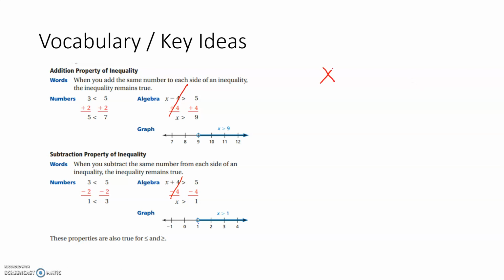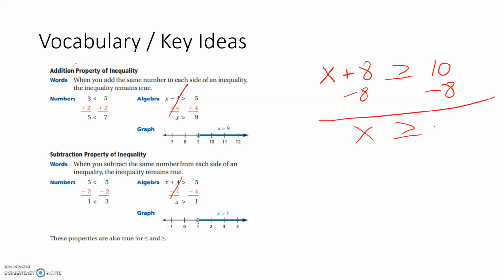For example, if I have x plus, I'm sorry, let's go and erase that. x plus 8 is greater than or less than 10, right? I'm going to use the inverse operation of subtraction because I want to get that variable isolated and take away 8 from both sides. I'm left with x is greater than or equal to 2. And then a lot of times you're going to graph that, and we'll do that in the next example.